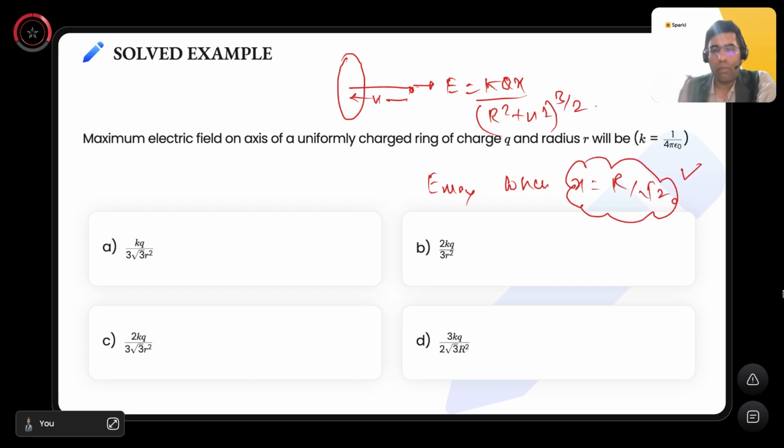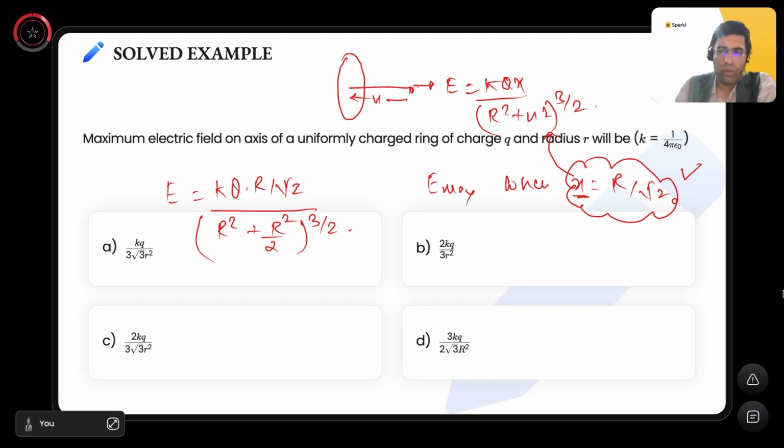तो याद रखिए वो बेटर है. You'll have to differentiate it and put it equal to 0 and then you'll get कि x is equal to r by root 2 पे the electric field is maximum. So let's put the value of x as r by root 2 over here, both the places. So kq into r by root 2 upon (r square plus r square by 2) to power 3 by 2. And when you solve it, you'll get 2kq upon 3 root 3 r square. ये भी आप डायरेक्टली याद रख सकते हैं एज डायरेक्ट रिजल्ट.